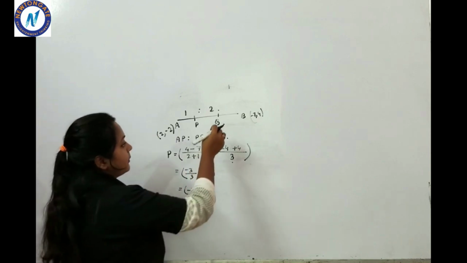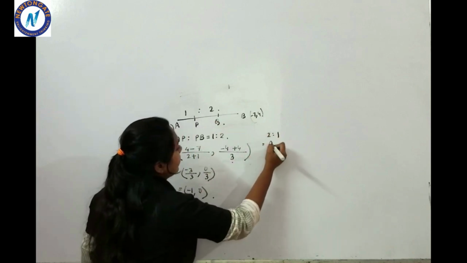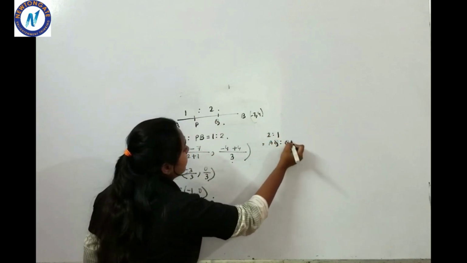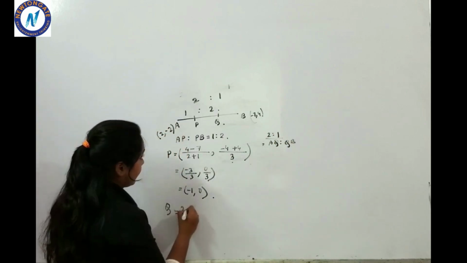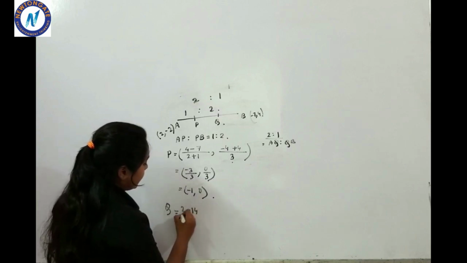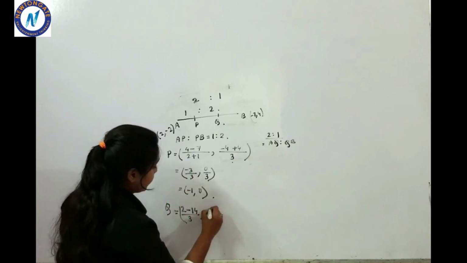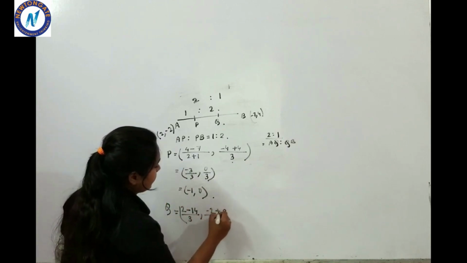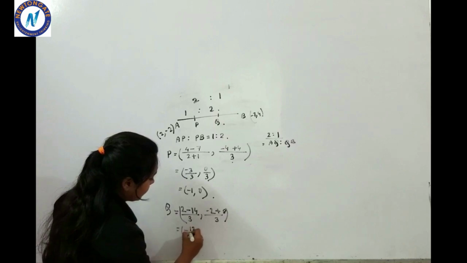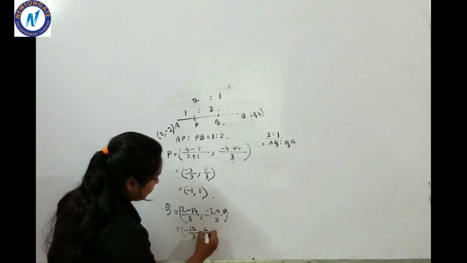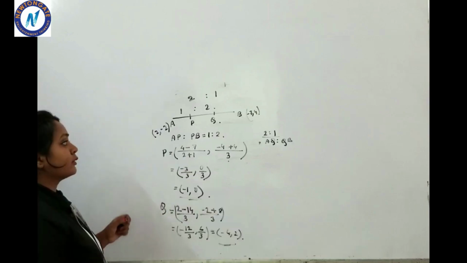Here we see that the point Q divides the line segment AB in 2:1 ratio. That means AQ is to QB equals 2:1. Then the coordinate of Q equals (2 into 7 plus 2) divided by 3, comma, (2 into minus 4 minus 2) divided by 3, that is, minus 14 plus 2 divided by 3 and minus 2 plus 8 divided by 3. That gives minus 12 divided by 3 and 6 divided by 3, which equals minus 4 comma 2. That is the answer of question number 8.